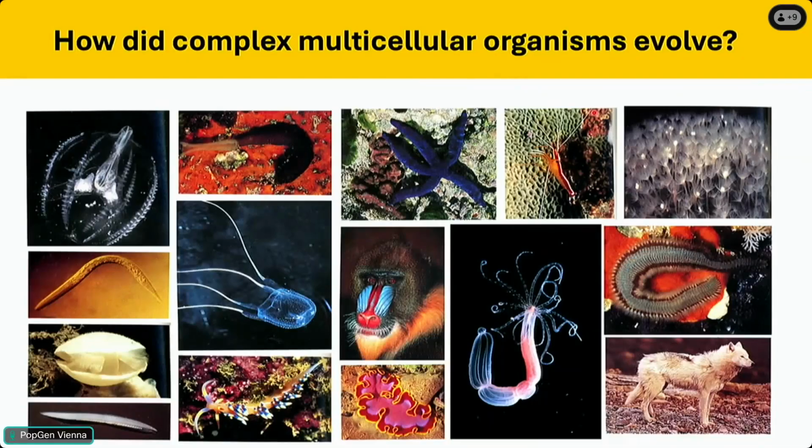So I would like to start with this picture with many different animals, and putting a bold question on top of it: how did complex multicellular organisms evolve? What's interesting here is that they all look extremely different in terms of their body plans. But of course, these are all adult forms, at the end of their developmental becoming.